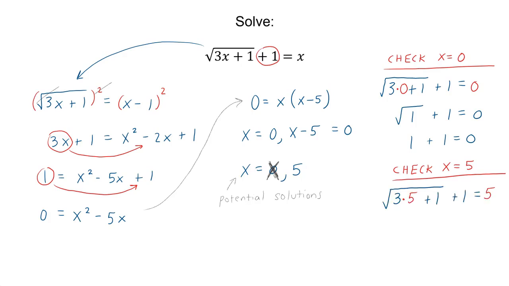So everywhere we see an x in the original equation, we'll substitute in 5. On the left, that gives us the positive square root of 16 plus 1 equals 5. The positive square root of 16 is 4, and 4 plus 1 equals 5, which means the left side equals the right side. This is a true statement. That means that 5 is the only solution to this equation.